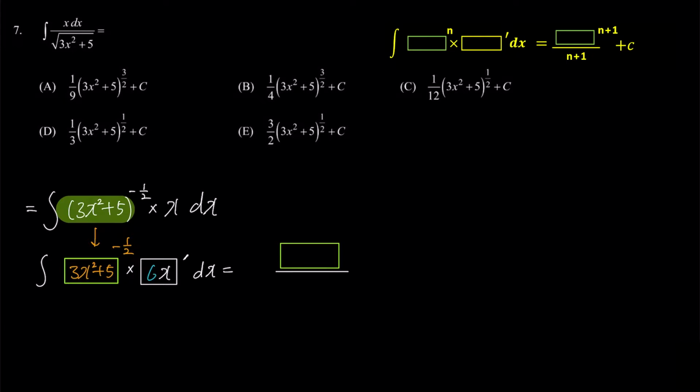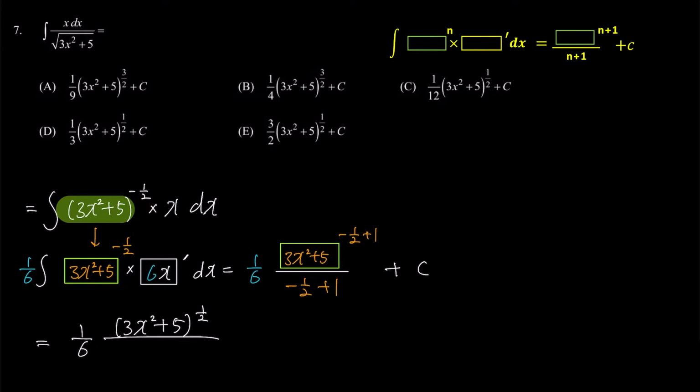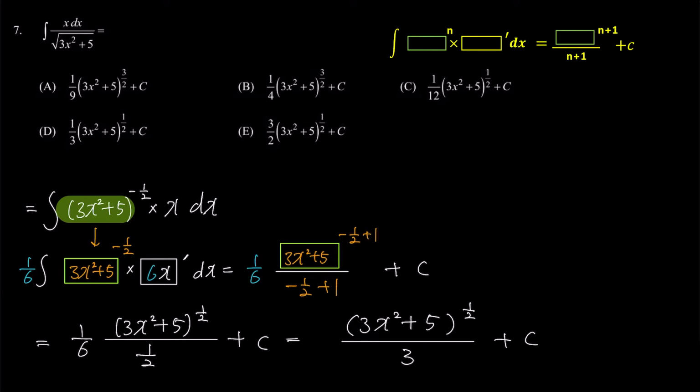Since we cannot simply multiply by 6, let's divide the entire equation by 6. Don't forget to divide the right answer by 6 as well. Let's put 3x squared plus 5 in the green box, negative half plus 1 in the exponent and denominator, and add c. The exponent and denominator will each become 1 half, and the product of 6 and a half in the denominator will become 3. Therefore, the answer can be written simply as this, which is the same as D.